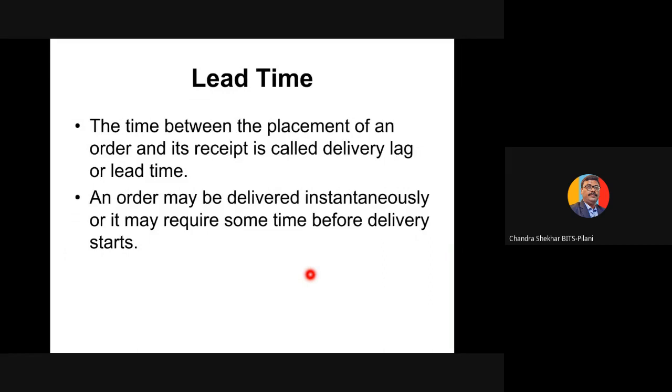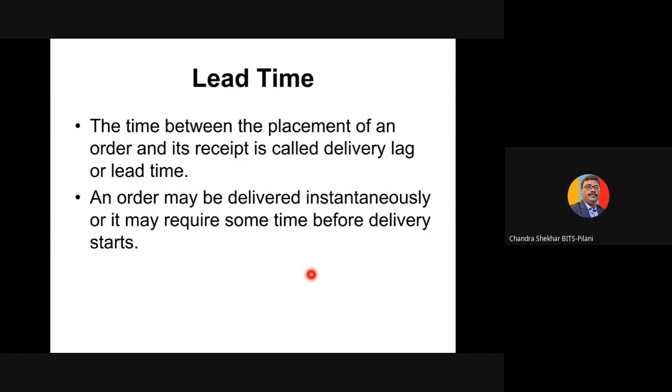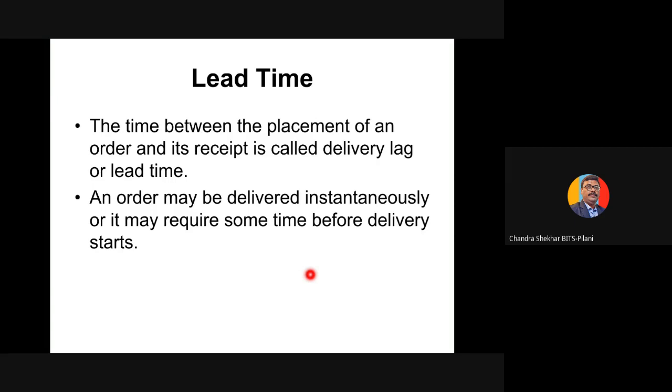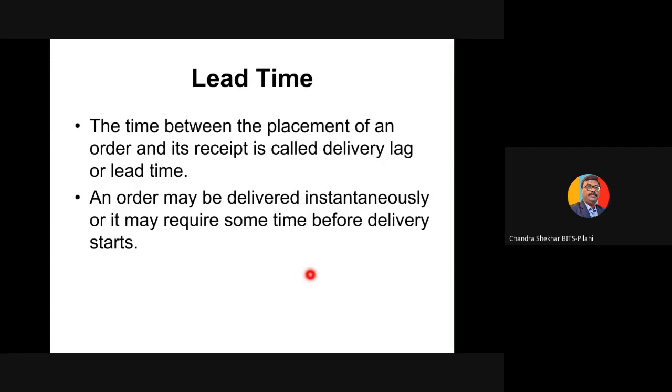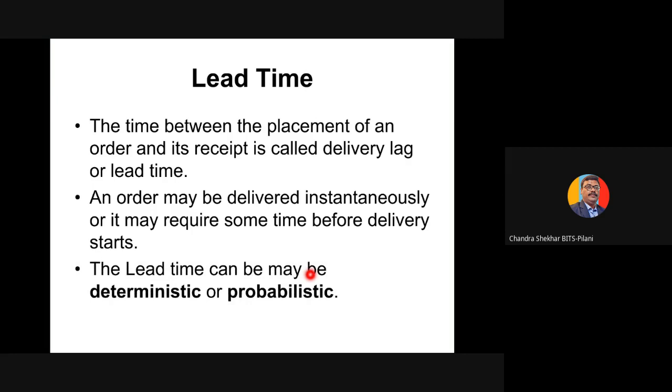Whenever you require your item at a particular point of time, if there is some time lag in receiving the item, you have to order a little prior to the required time, so that at the required time you have the required items in your inventory. That is a very important thing you have to consider in your procurement. The order may be delivered instantaneously, or it may require some time before the delivery starts. That comes under the delivery time or lead time.